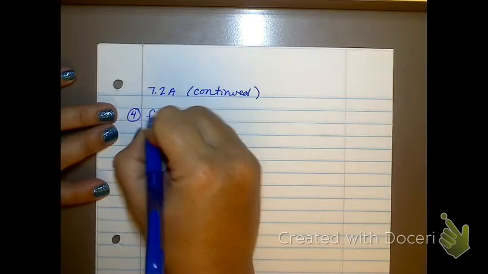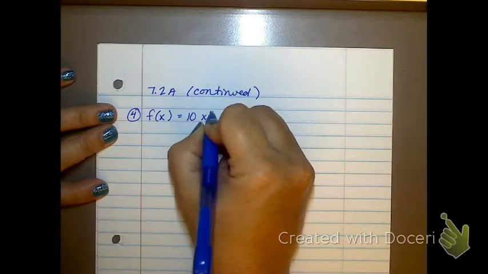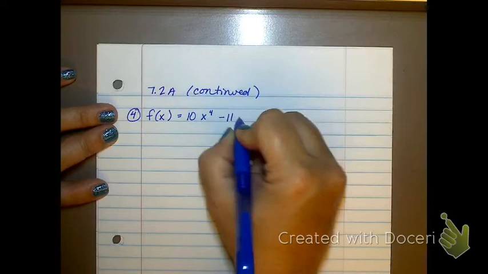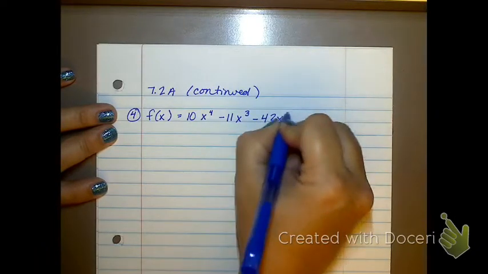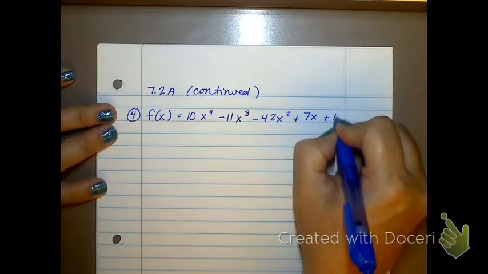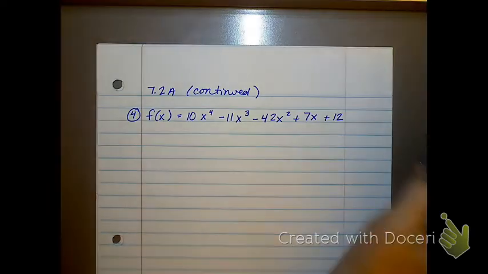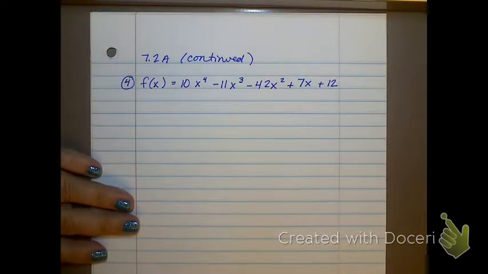So I have f of x equals 10x to the fourth minus 11x to the third minus 42x squared plus 7x plus 12. Okay? So, can I factor? No. Nope. Can I use quadratic formula? No. Not currently because we don't have a second degree. So, what should I do?